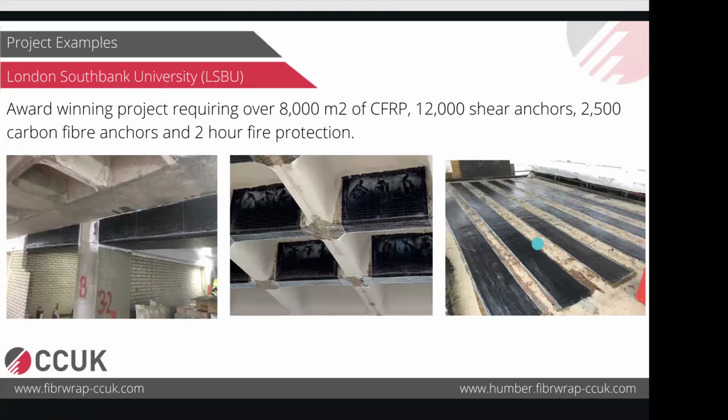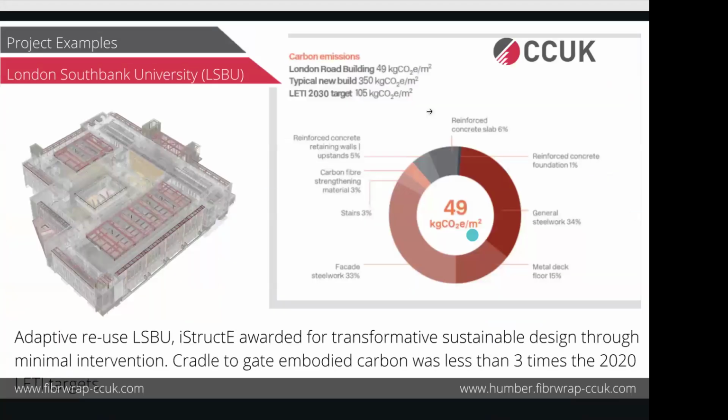The reason why I'm showing this project in this presentation is that if you go on the IStructE website and look at the Sustainability Award for 2021, the project engineer for this project, Eckersley O'Callaghan, won the award from IStructE for this particular project. The reason was that the overall CO2 emission on this project was just 49 kg CO2 per square meter, which is less than half of the 105 kg CO2, which is the 2030 LETI target. And in this 49, only 3% was contributed by carbon fiber. The rest was still traditional steel and concrete.